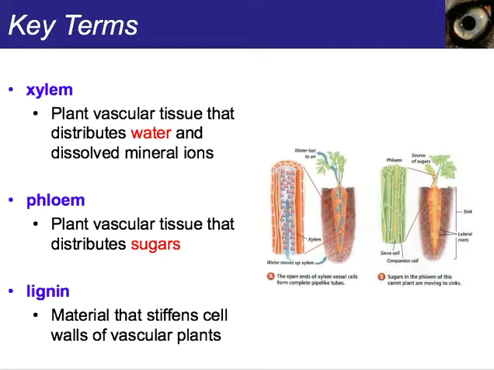So xylem is plant vascular tissue that distributes water and dissolved minerals and ions. And phloem is a plant vascular tissue that distributes sugars. So when I ask you on the test which vascular tissue distributes water, you should pick xylem. And if I ask you what vascular tissue transports sugars or food, you should pick phloem. And then lignin is the material that stiffens cell walls of vascular plants. I always like to think of lignin as the stringy stuff in celery. That's what makes celery so sturdy and stand upright.